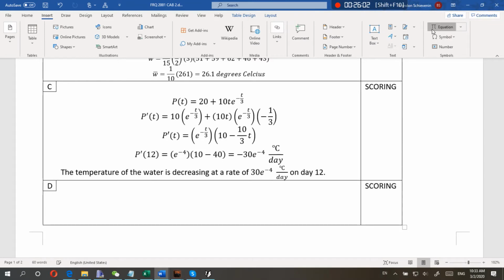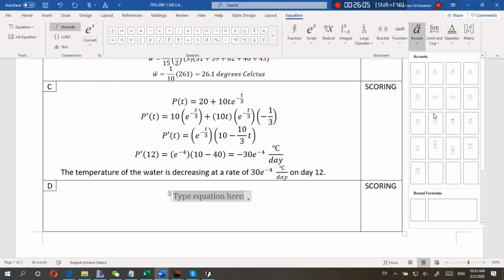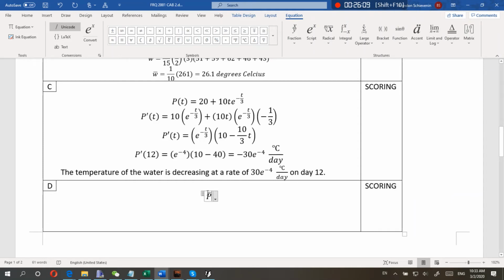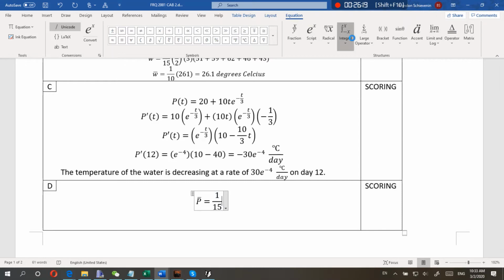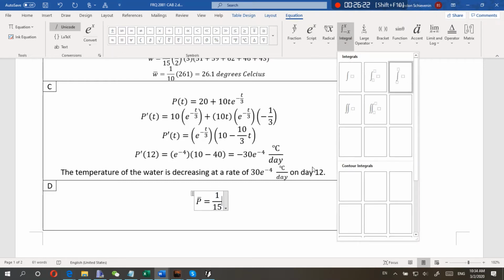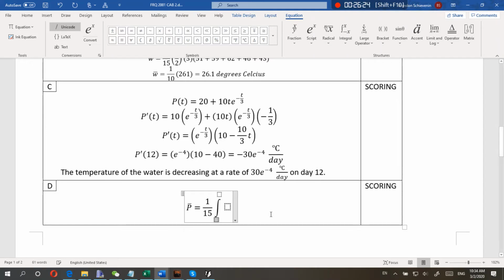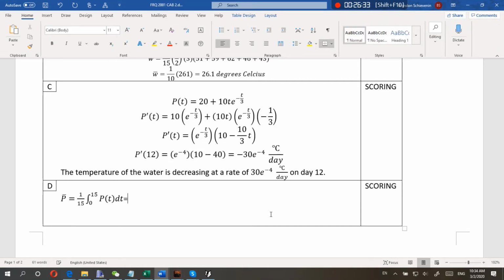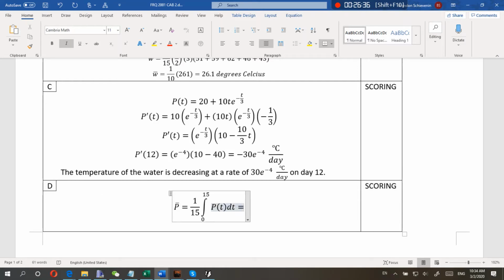So we could say something like this. The average value for p, if you ever see this bar over a variable, that just means average. So my average value for p is equal to 1 over 15 times the integral from 0 to 15 of p of t dt. Okay, we can do that really quick.